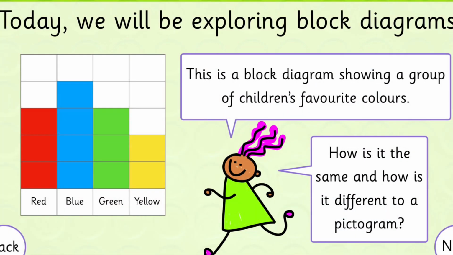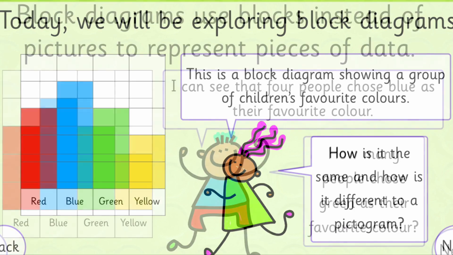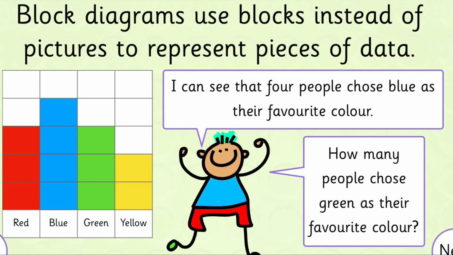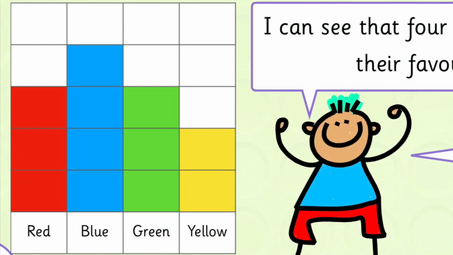So today we're going to be looking at block diagrams. This block diagram shows the favourite colours of a group of children. How is it the same and how is it different to a pictogram? That's right, block diagrams use blocks instead of pictures to show their data. Sometimes these can be clearer to read. I can see here that 4 people liked blue best of all and only 2 liked yellow. How many children chose green as their favourite colour?